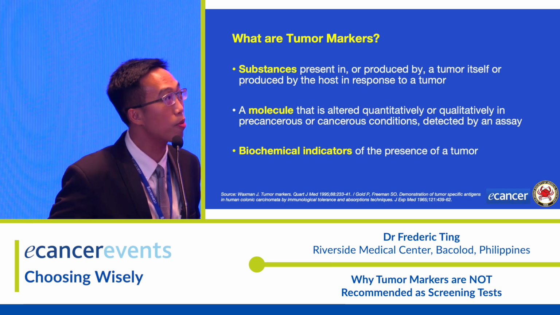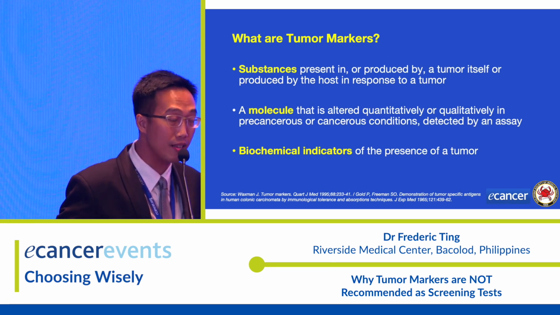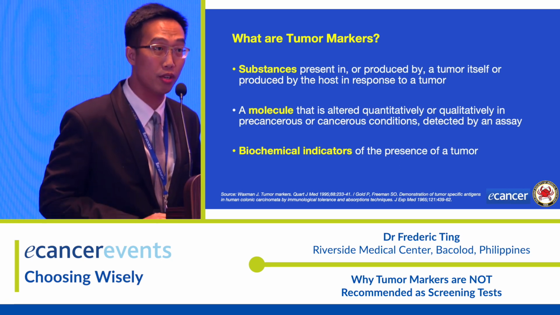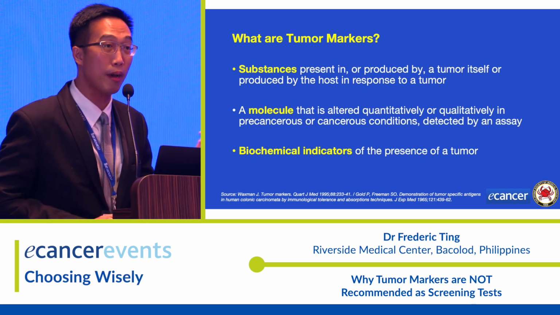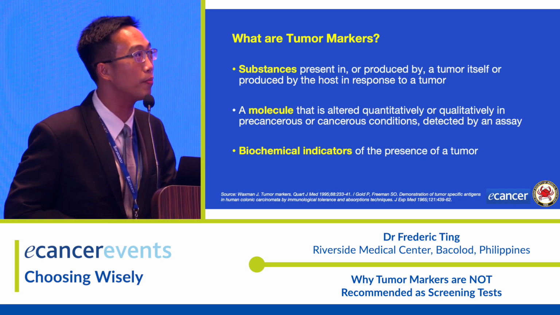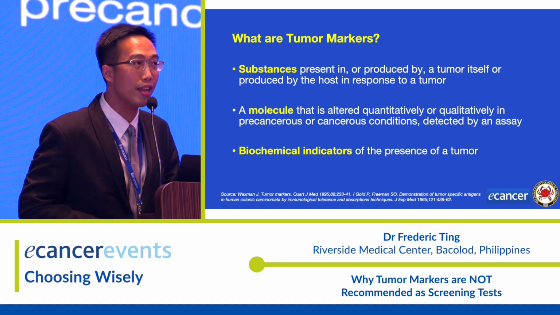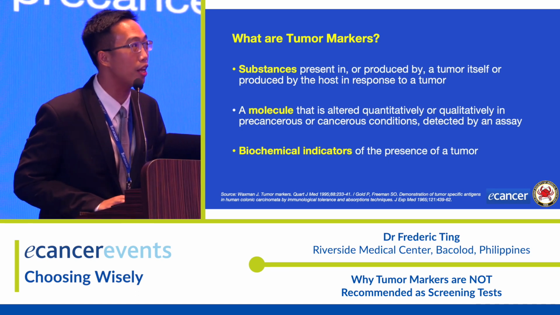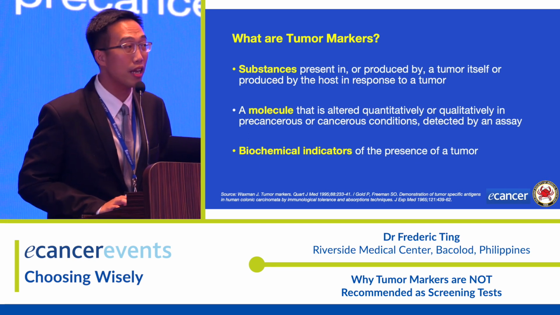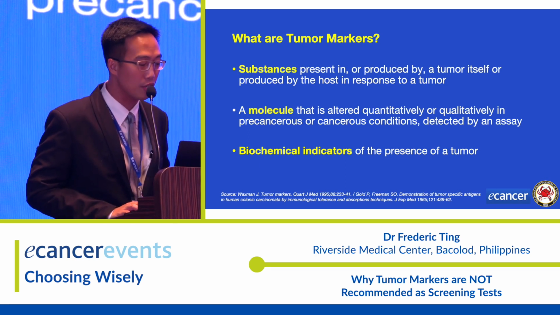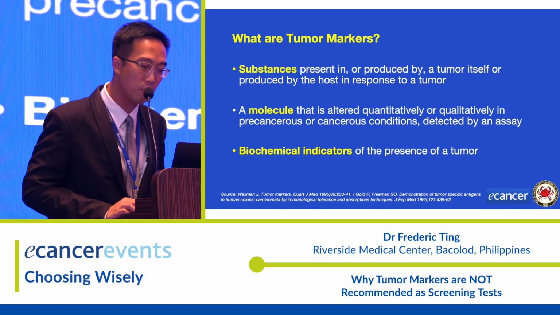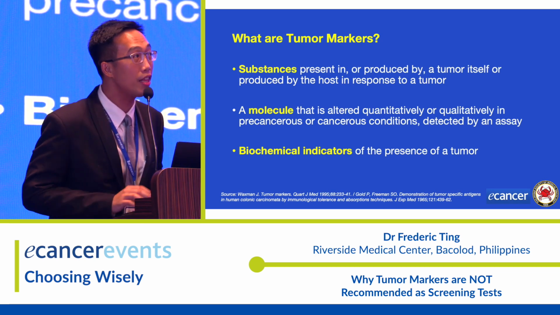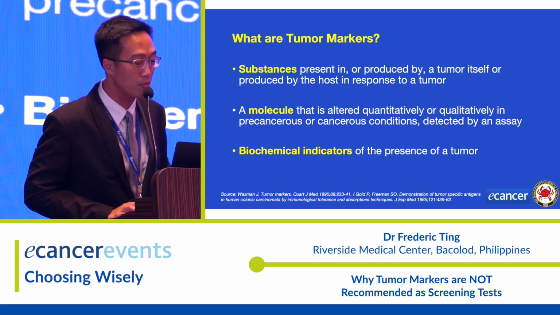So what are tumor markers? They're substances present in or produced by a tumor itself, or produced by the host in response to a tumor. They can also be defined as molecules that are altered quantitatively or qualitatively in precancerous or cancerous conditions, which is of course detected by an assay. In summary, it's a biochemical indicator of the presence of a tumor.